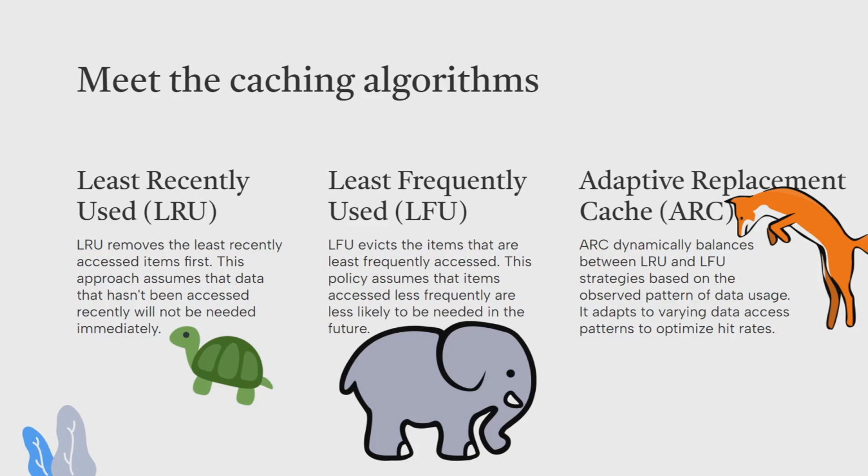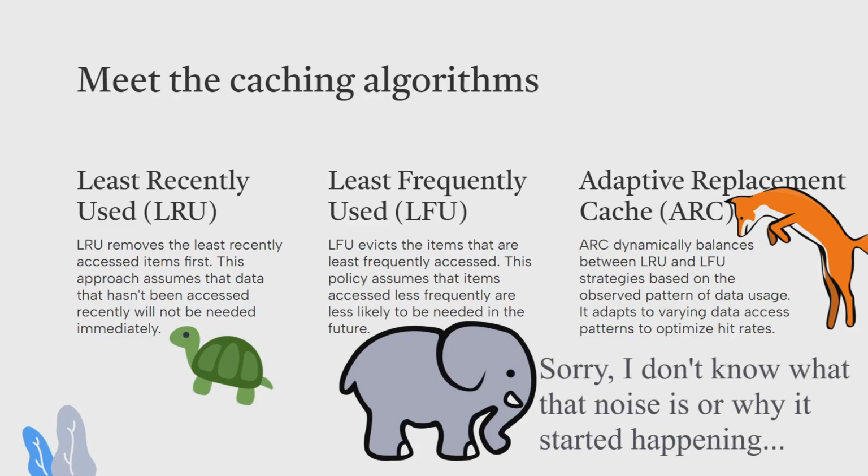And LFU. LFU evicts the items that are least frequently accessed. This policy assumes that items accessed less frequently are less likely to be needed in the future. And the reason for the elephant is because it has good memory. It remembers the ones that are not used as much. And then adaptive replacement cache, or ARC. ARC is dynamic. It balances between the two we just mentioned, and it watches patterns of data usage and is able to adapt accordingly. And the reason for a fox is because foxes are adaptive.